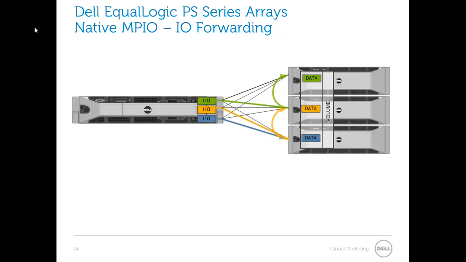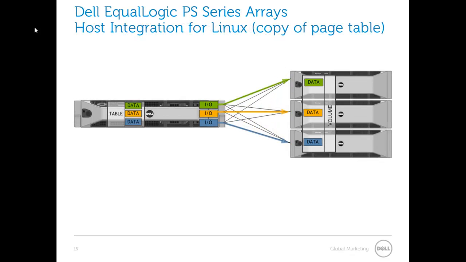So what would happen if the server had a copy of the page table and also knew where to directly find files in all three arrays? HIT for Linux enables the server to have a copy of the page table. Since the server knows about the volume layout on all three arrays, direct iSCSI sessions can be automatically created to each array. The next couple of slides will better illustrate this.